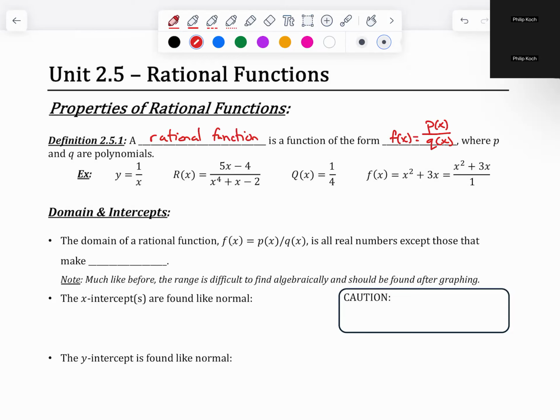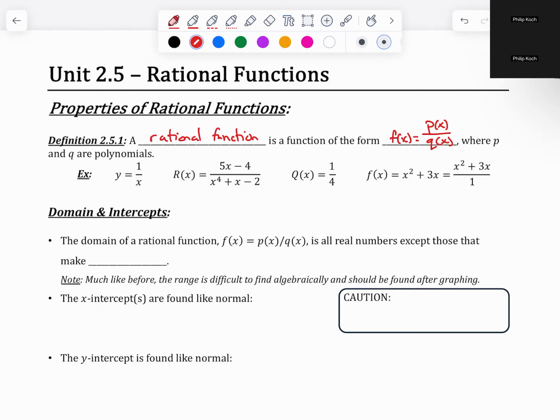And you can write it in a million different ways. You can write it as y, because remember, y and f of x are synonymous. They mean the same thing. So y equals 1 over x, that's an example of like the most quintessential rational function. But then you also have more complicated ones like 5x minus 4 over x to the fourth plus 2, or x to the fourth plus x minus 2.